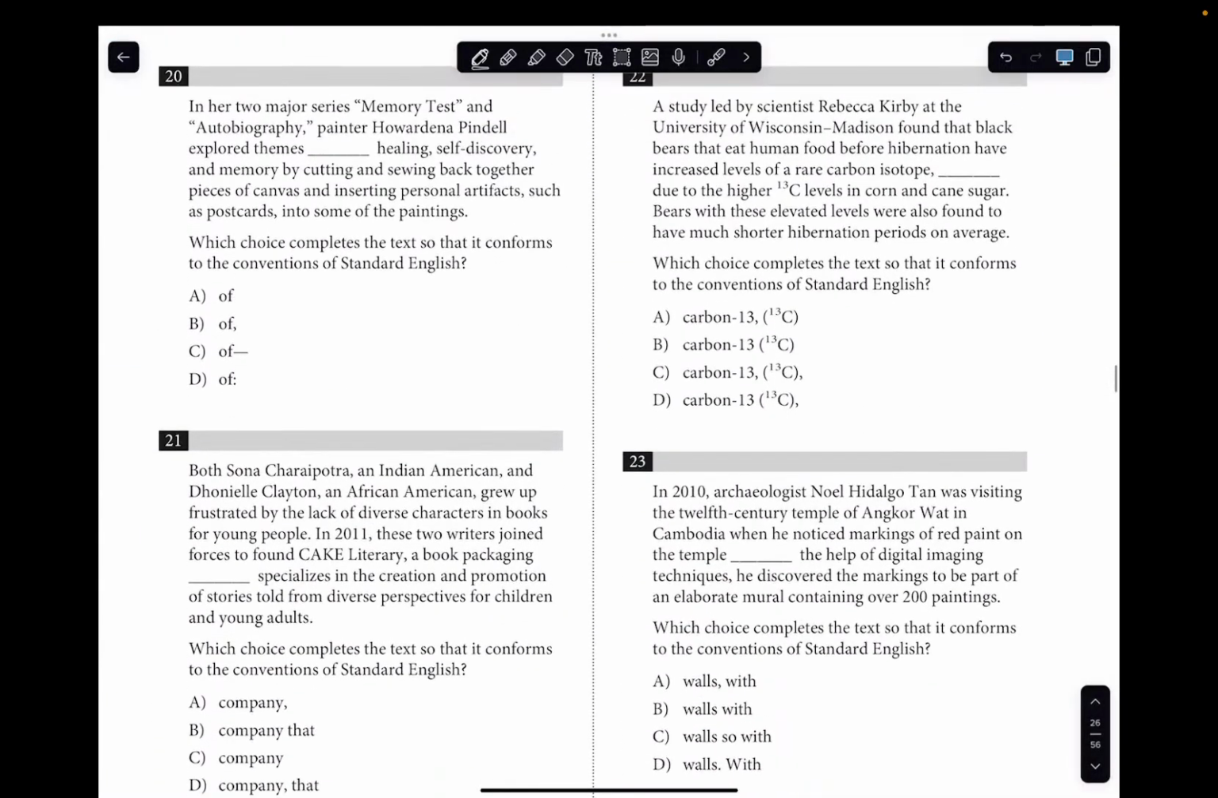20. In her new major series, Memory Test and Autobiography, a painter explored different themes, blank, healing, self-discovery, and memory by cutting and sewing back together pieces of canvas and inserting personal artifacts, such as postcards, into some of the paintings. Am I crazy to just think that there's no punctuation necessary there? No, I think really you don't need any punctuation there. So A is the correct choice.